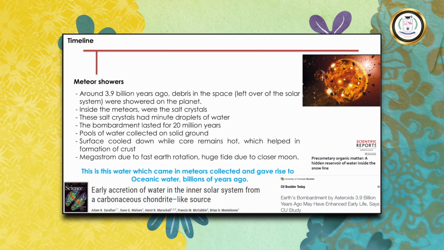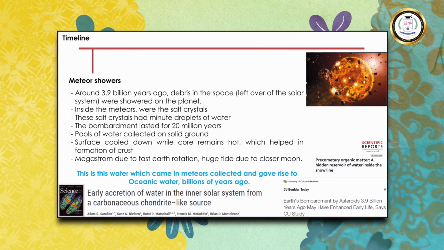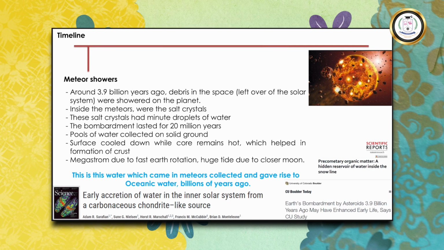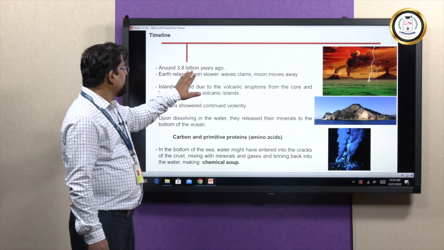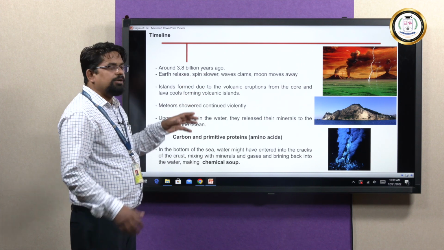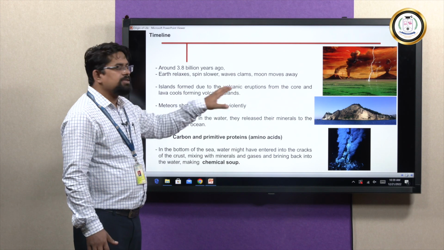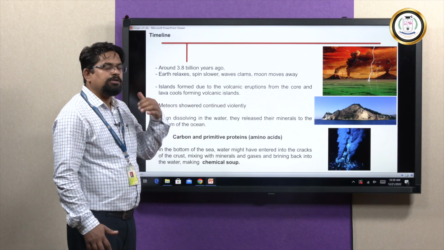And this is the water which came in meteors, collected and gave rise to the oceanic water, at least billions of years ago. So hundreds of millions of years the process might have gone, and around 3.8 billion years ago the earth relaxed, the spin slowed, waves came, and the moon moved further away from the earth.